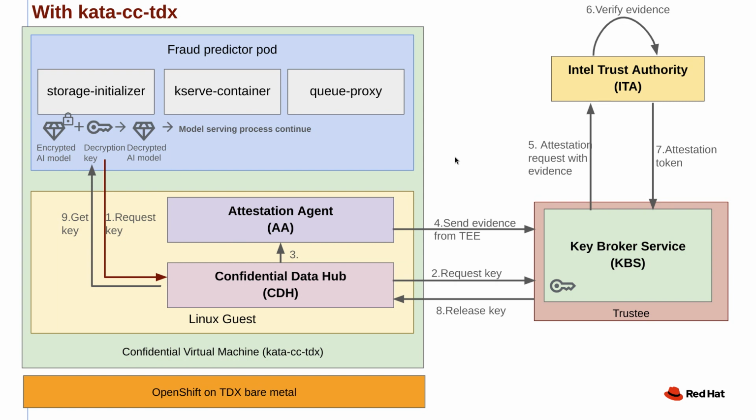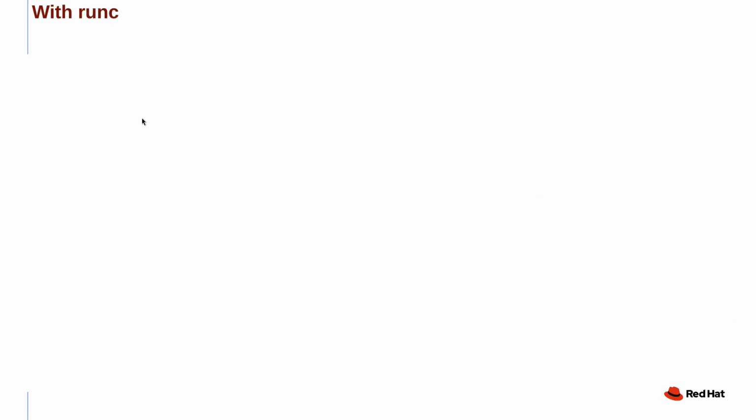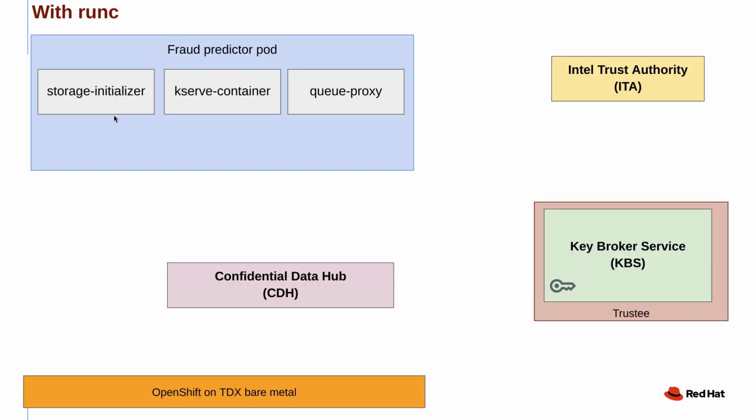How about without the TDX? Let's see the example with runc. In our demo, the predictor pod will by default run with the runc runtime class. So the components are similar, but there is no confidential VM because it's running with the runc runtime class. There's no VM.